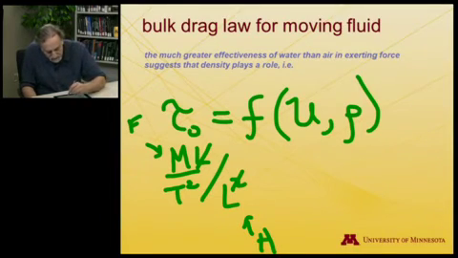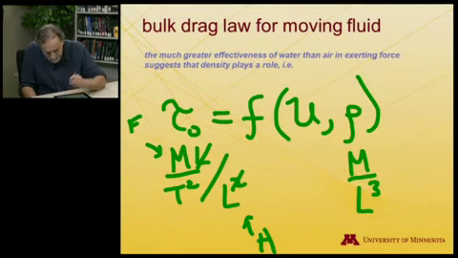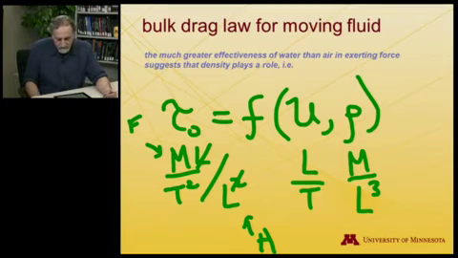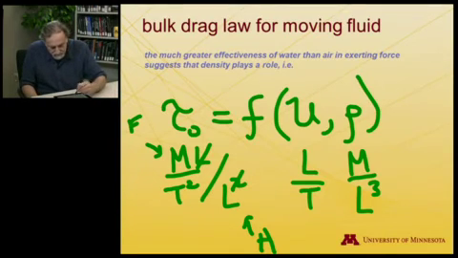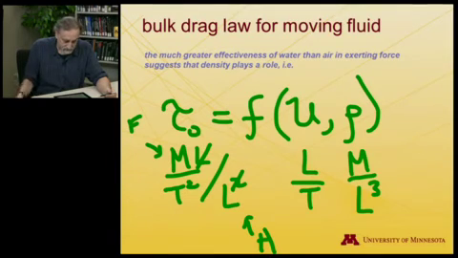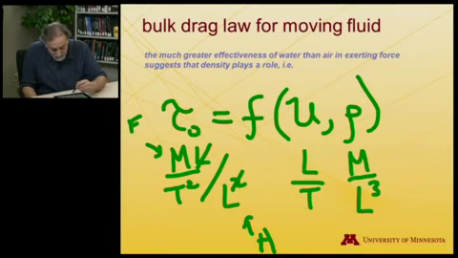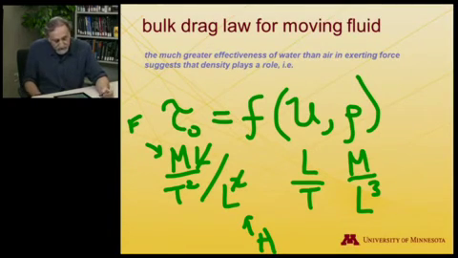Well, what dimensions do we have over here? We have mass in our density, and that's divided by volume, so it's mass per length cubed. And we have length divided by time in our velocity over here. So we have density and velocity. If you weren't convinced that the density plays a role before, you could be convinced by this, because velocity by itself doesn't have any units of mass in it. So we clearly need this density.